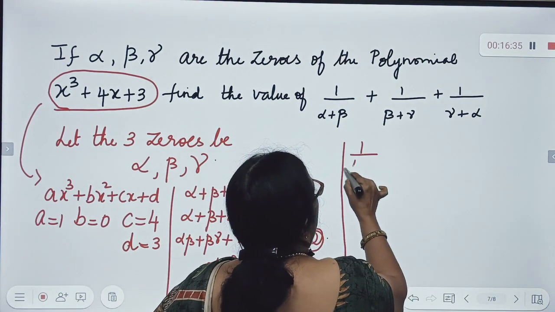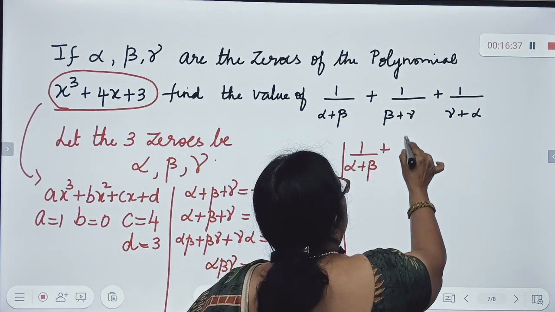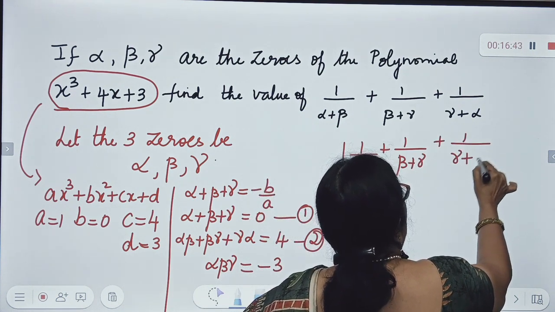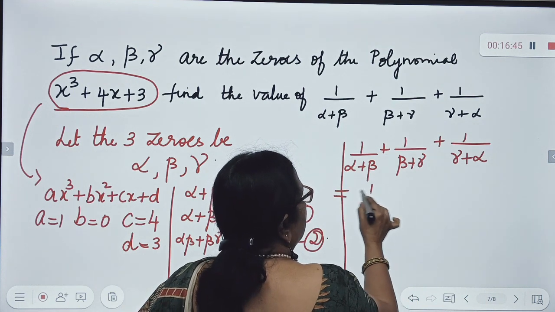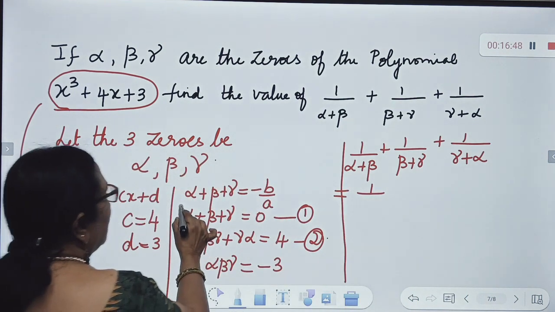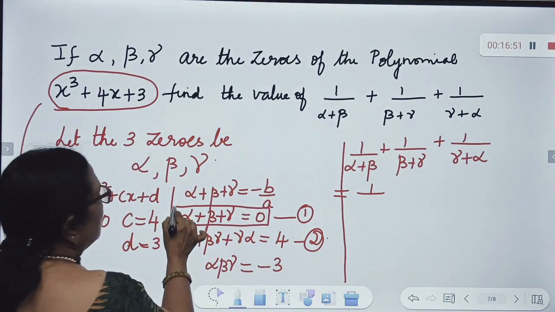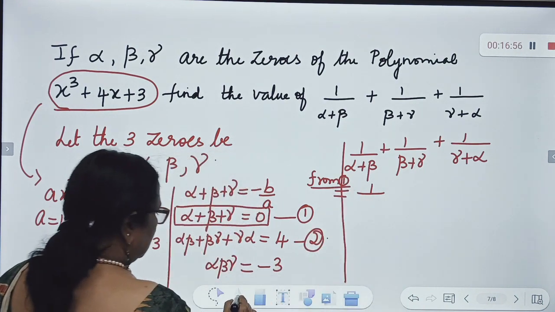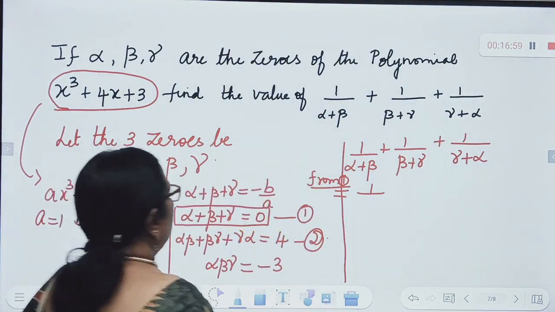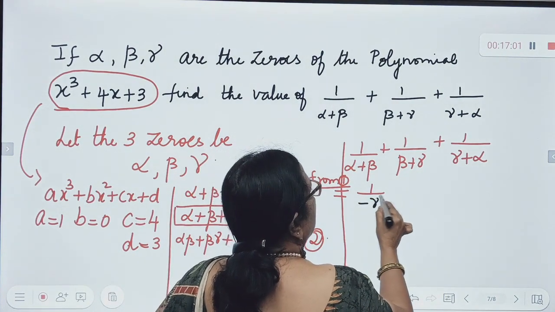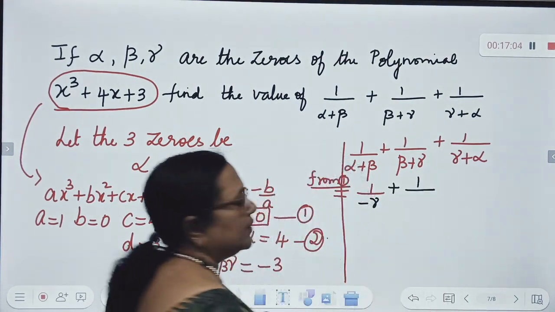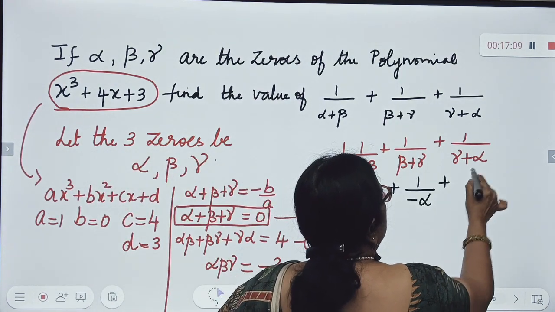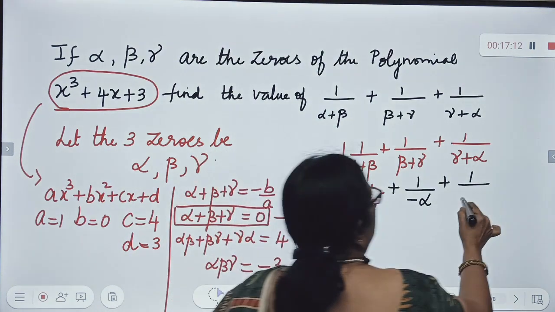So 1 by alpha plus beta plus 1 by beta plus gamma plus 1 by gamma plus alpha. Look at this. Now use the fact that alpha plus beta plus gamma is 0. So from 1, alpha plus beta will be minus gamma, beta plus gamma will be minus alpha, and alpha plus gamma will be minus beta.